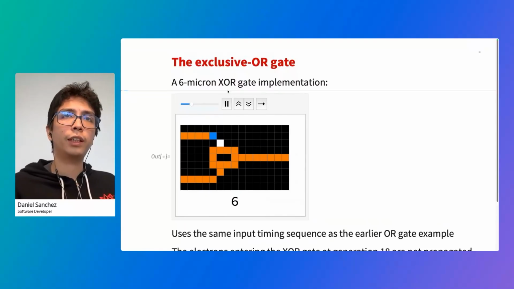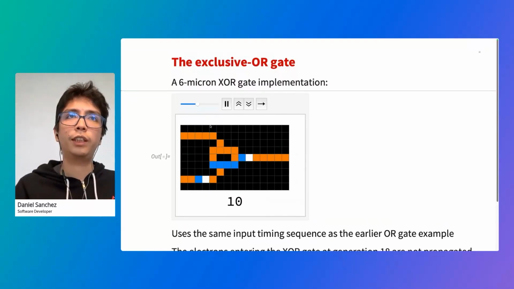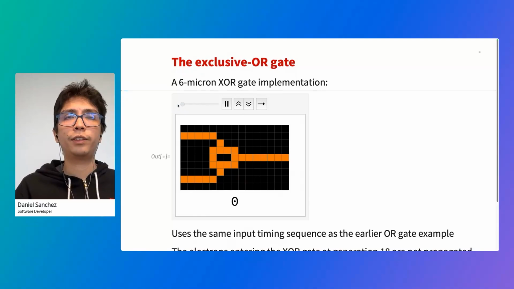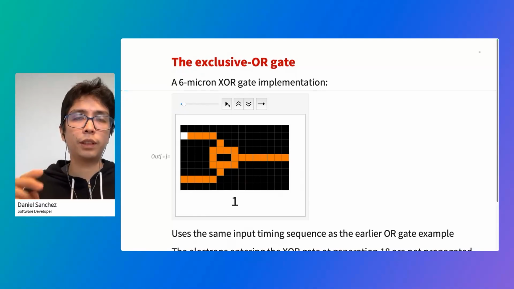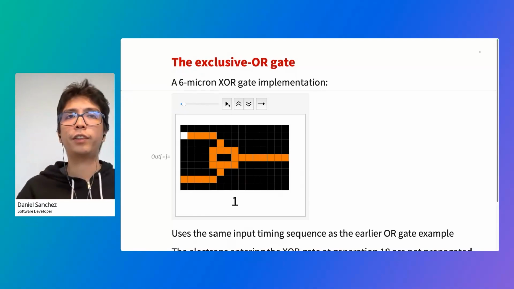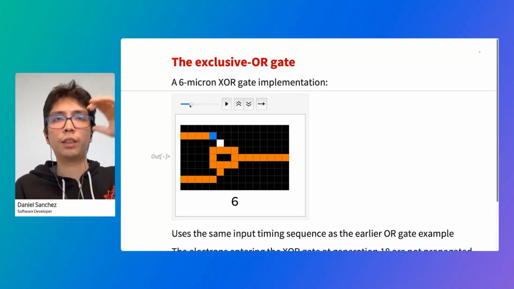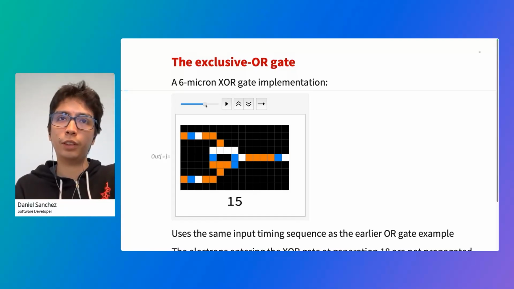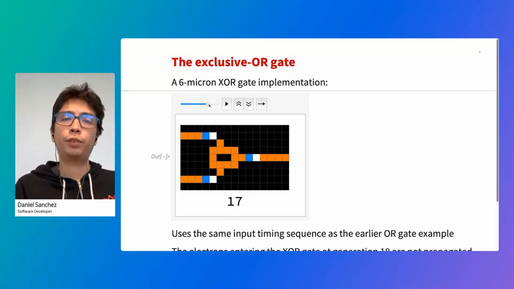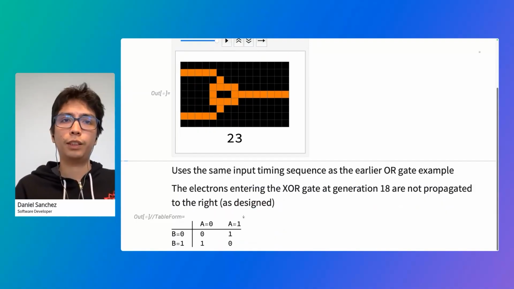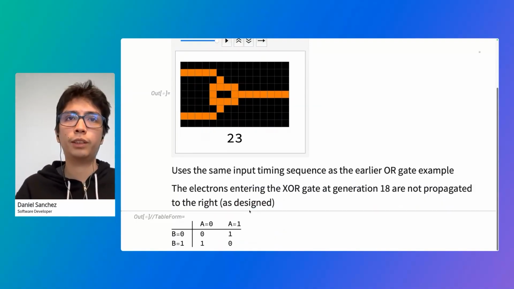Another important gate is the XOR gate, which you can see here. The XOR gate only outputs an electron if only one of the wire inputs is 1. So if the top one inputs an electron, you will get an electron. If the bottom one inputs an electron, you will get an electron. But if you input both electrons, you won't get an electron. And you can see here the wire rules at hand. And this is the Boolean table that represents this gate.